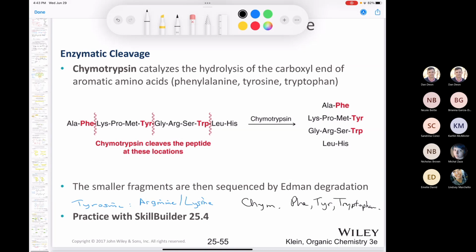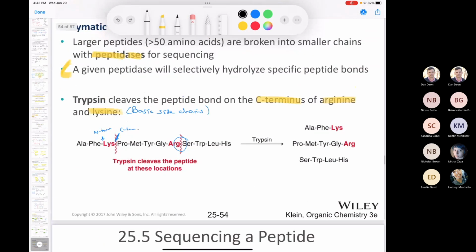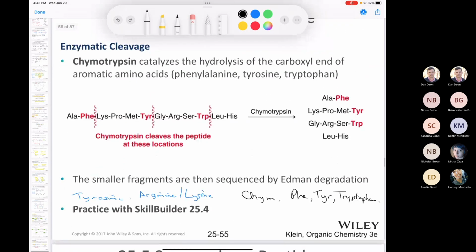So look at this. Now you're going to take that same peptide that was on the last slide, and you're going to do the same thing. You put it in a flask with chymotrypsin, and you get all of these shorter peptides. Look, it breaks on the C terminus side of phenylalanine, so it's going to break here. Tyrosine, going to break here. Tryptophan, so it's going to break here. Everybody with me on that so far?